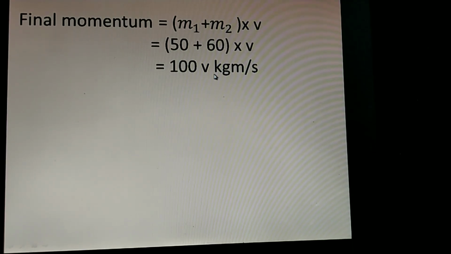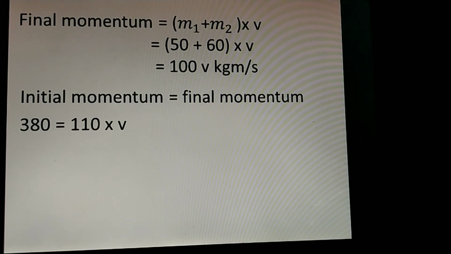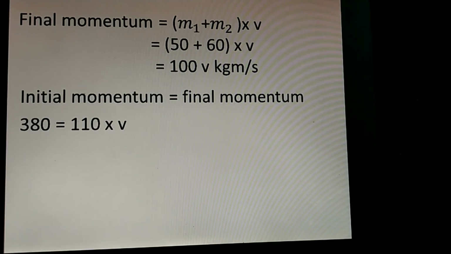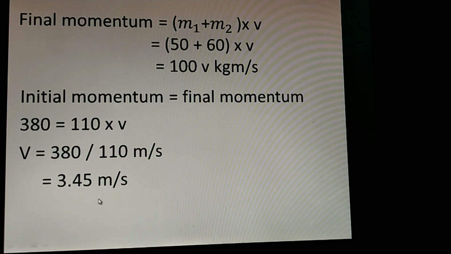Now as per the conservation of momentum, initial momentum is always equivalent to the final momentum. Now substitute the value for initial and final, that is 380 equals 110 multiplied by V. You have to find out the V, that is 380 divided by 110 meter per second, and the answer will be 3.45 meter per second.